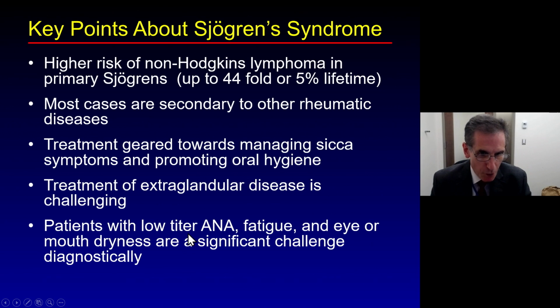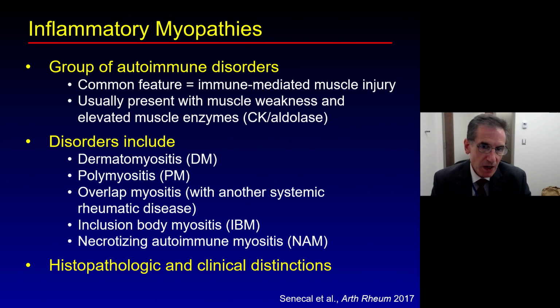Remember, patients with a low positive ANA, fatigue, and eye and mouth dryness are a significant challenge diagnostically. We don't always know what these patients actually have. Sometimes they'll be empirically treated. Let's move on to inflammatory myopathies. These are a group of disorders where they have immune-mediated muscle injury.